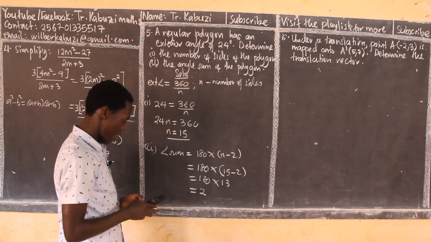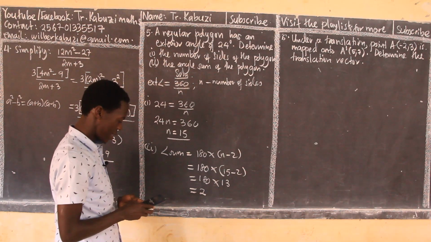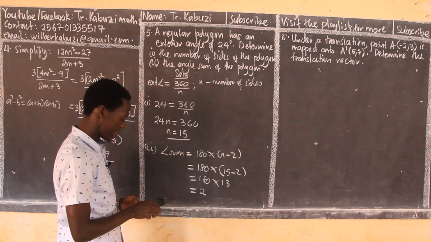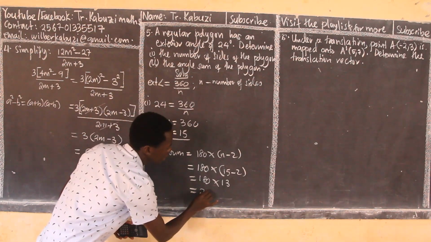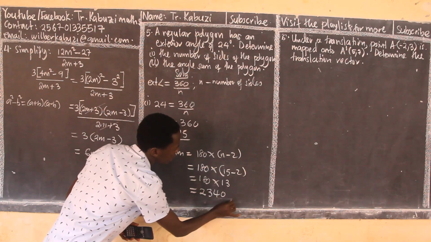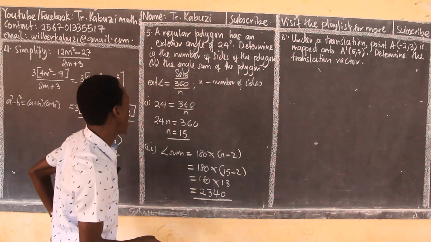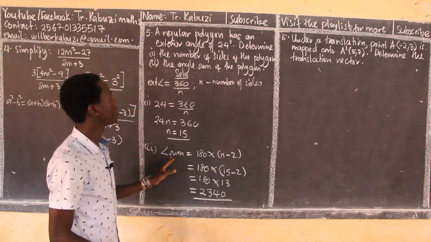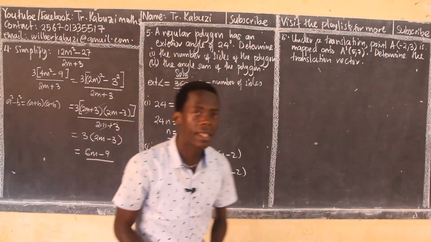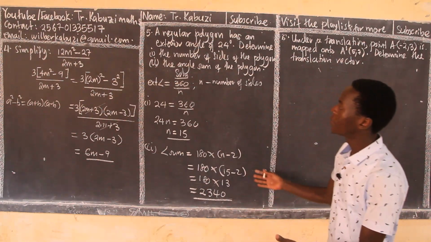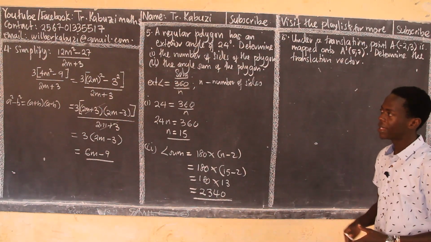Let me see here. You pull out your calculator, then you just multiply with ease. Yeah, 2340. So meaning when you add all the angles, the angle sum of that polygon was supposed to be 2340. So you see, you had your formula there.